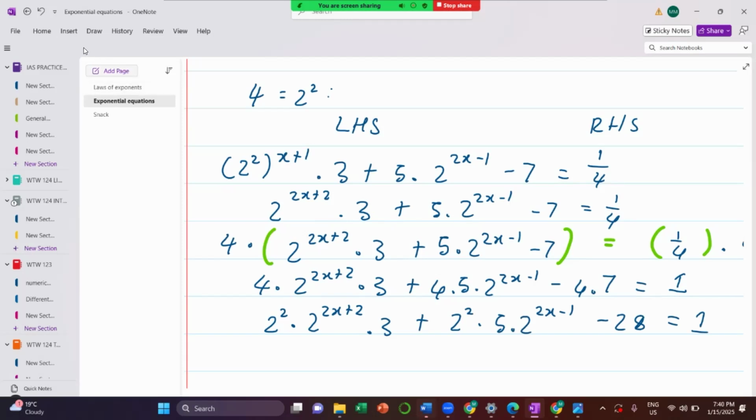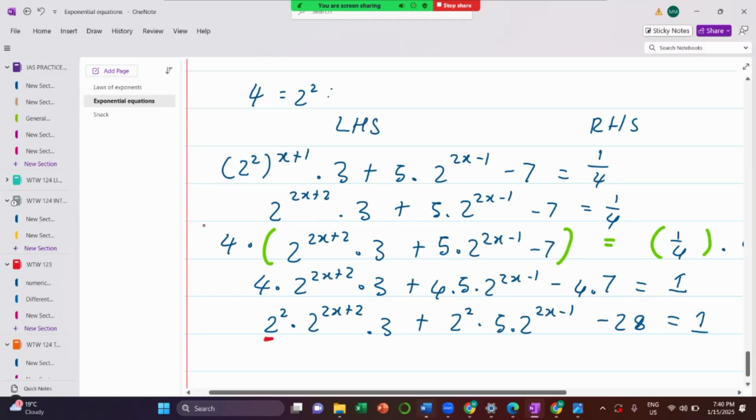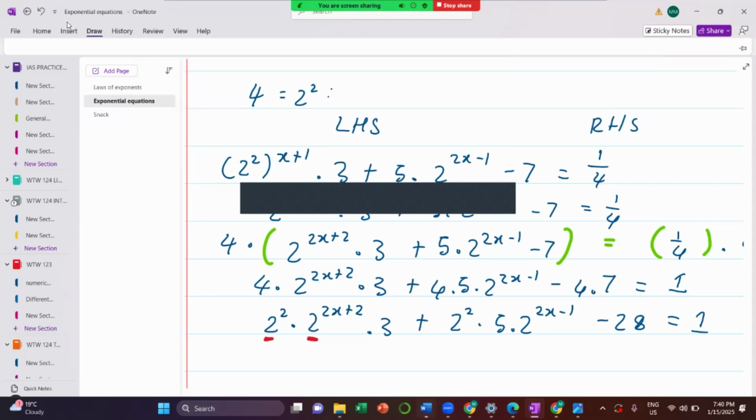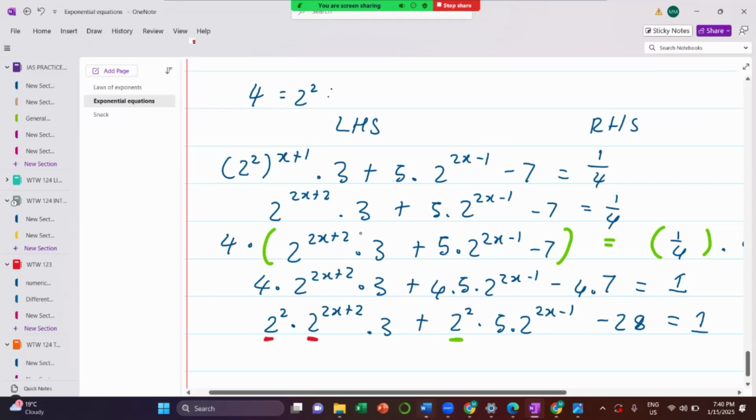So check, on this side, remember here I have a base of 2, here I have a base of 2, and here I have another base of 2. So I can simply add the exponents. And check here, I have a base of 2, and here I have another base of 2. Remember that there's multiplication signs in between. So I can take this 2 and multiply it by that other 2, and then still multiply everything by what?